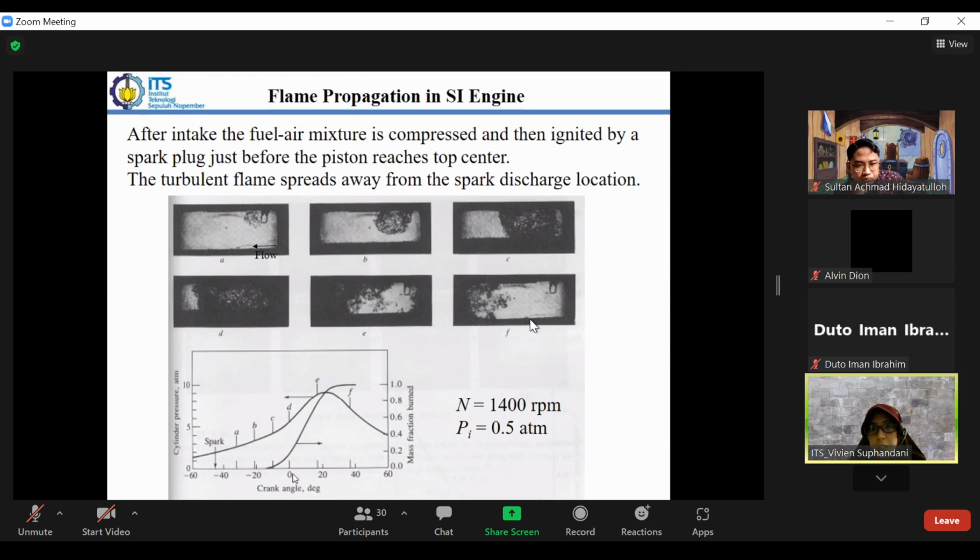So D here is at the top dead center. Afterwards, it will have the power stroke, so the clearance volume here becomes larger. This is an example of the figure. In the ideal case, we will have the flames starting from the spark plug, very close to the spark plug, and then it will propagate away from the spark plug to another area to fill in the volume.